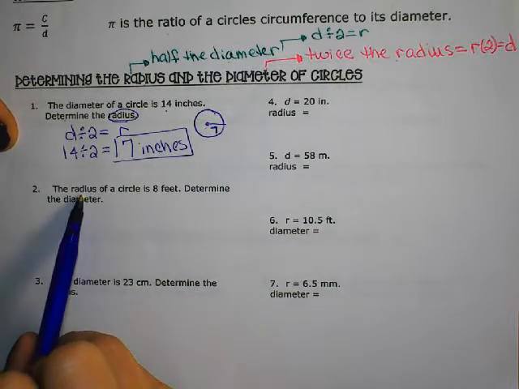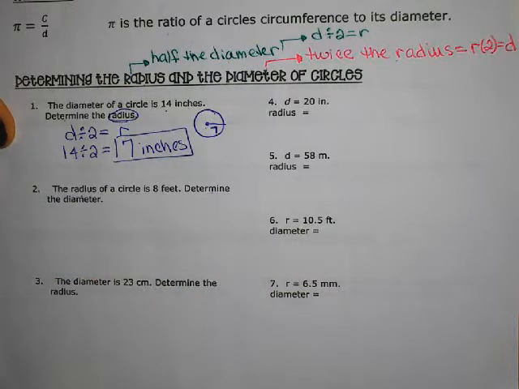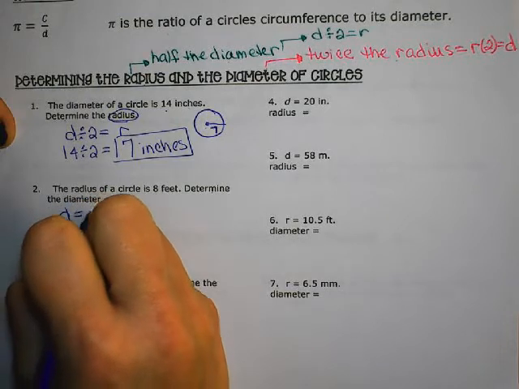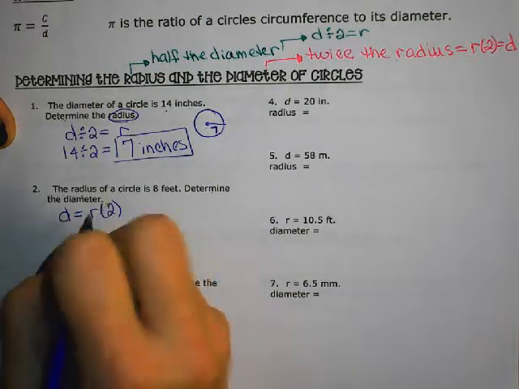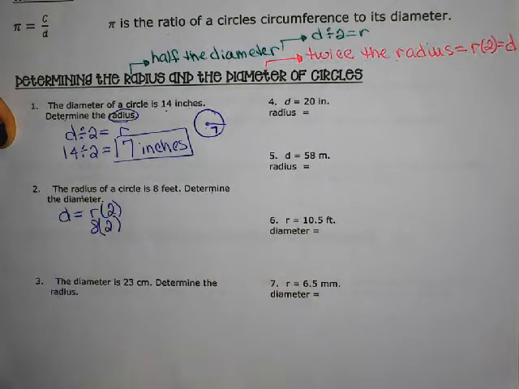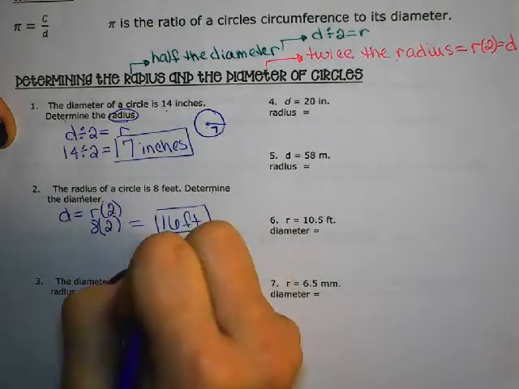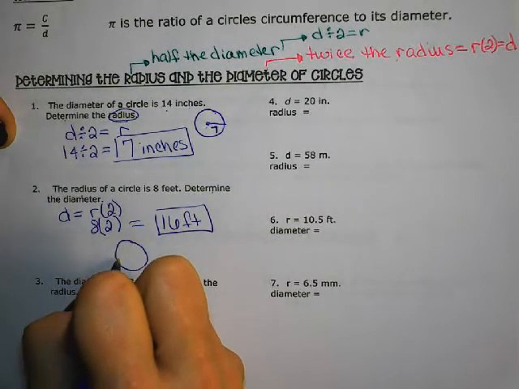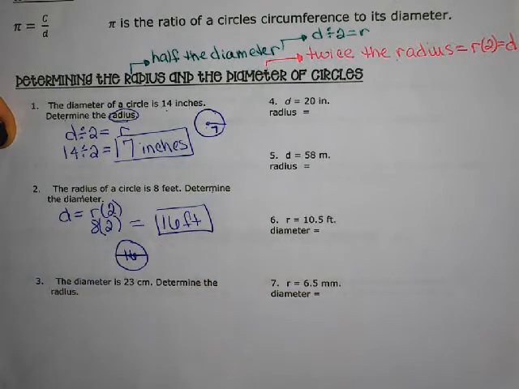Number 2 gives us the radius of a circle is 8 feet, and it wants us to determine the diameter. And remember, the diameter is equal to the radius times 2. Therefore, if the radius is 8, I can multiply it by 2 and get a diameter of 16 feet. To show you what this looks like, the diameter goes all the way across the circle. It would be 16. Do you have any questions about finding the radius and the diameter?